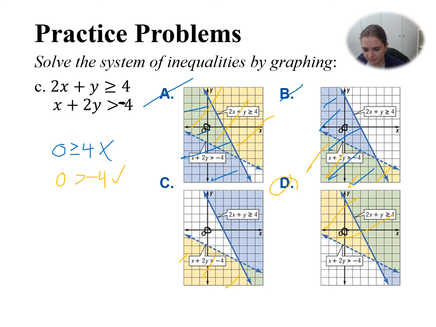D shows me that it's false for the first equation, so the blue shaded region does not include the origin, and true for the second shaded region, so the yellow is true. If that was a totally confusing explanation, you can go and do it the other way.